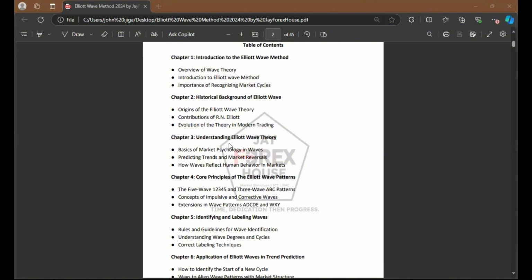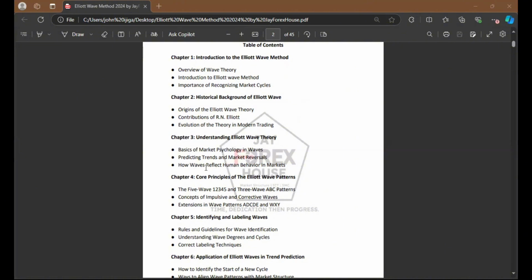Okay, then we move over to chapter three, which covers the understanding of Elliott wave theory, basic market psychology for using wave patterns, because wave pattern deals with Elliott wave. So basically, if you look over here, we have overview of wave theory. So this is a basic breakdown of the wave theory, and then we have introduction to Elliott wave method. The Elliott wave theory is basically covering impulsive and corrective waves, while the wave theory is basically covering the concept of using wave patterns to understand the market.